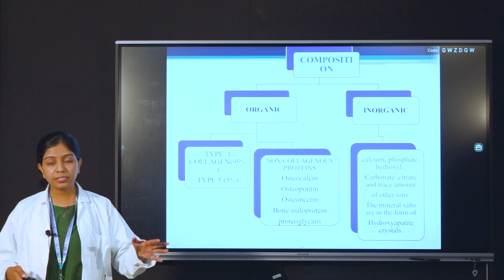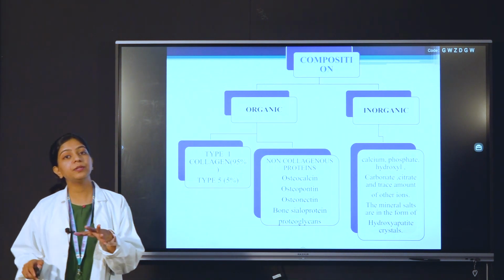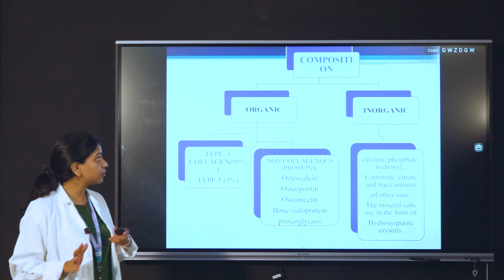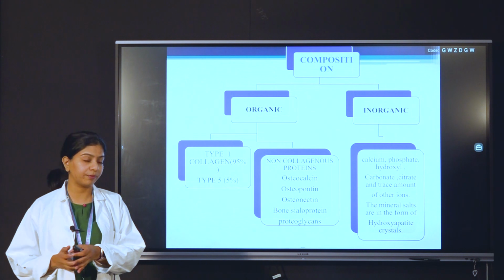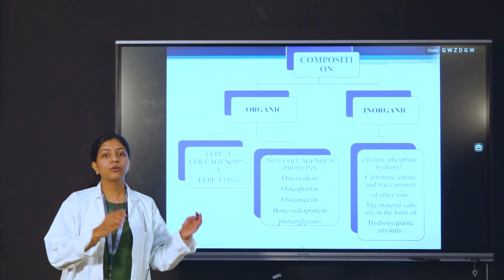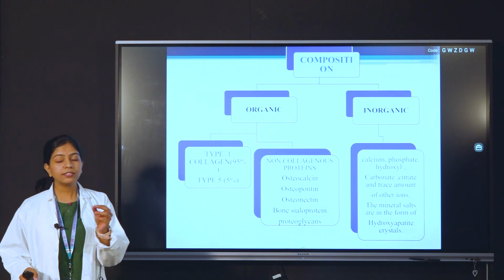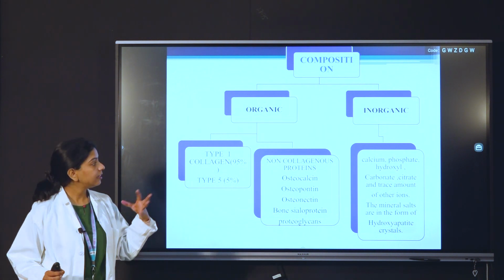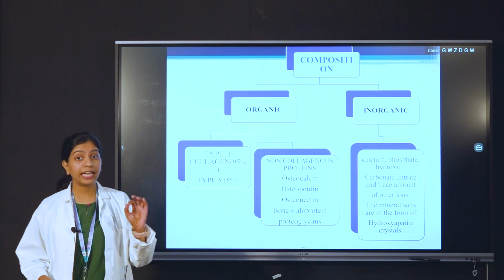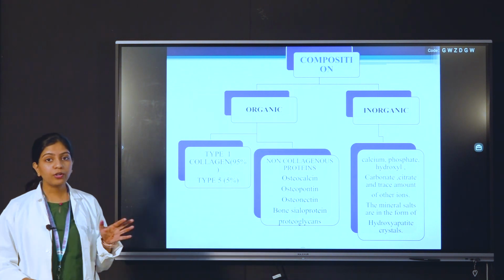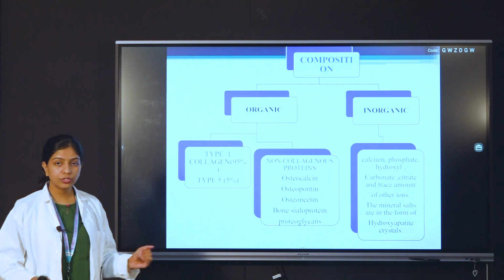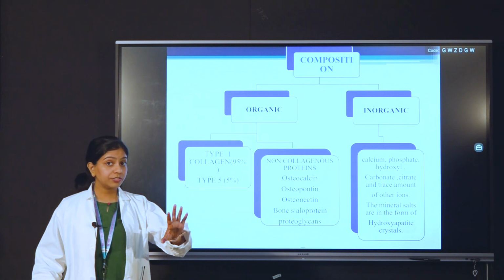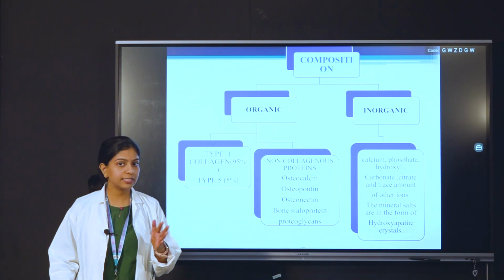Moving ahead, so after we spoke about the introduction and the functions, next we'll talk about its composition. Now like any other mineralized structure, alveolar bone also consists of both organic and inorganic components. Now the organic components consist of both collagen and non-collagenous proteins. What is important here is to know what type of collagen is present in the bone. So in bone we have type 1 collagen. Other than that, some non-collagenous proteins like osteocalcin, osteopontin, osteonectin, bone sialoprotein and proteoglycans are also present. Talking about the inorganic constituents, they are basically the hydroxyapatite crystals.